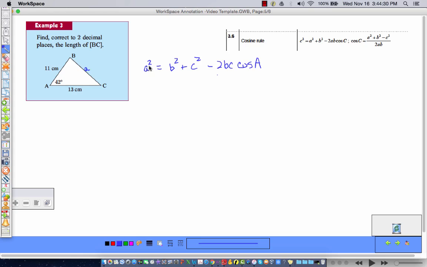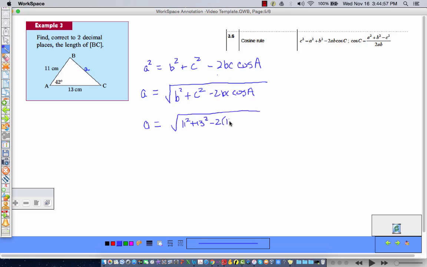And in fact, in order to find a, you might as well do this now. It's equal to the square root of all of this good stuff. If you write it this way right away, it saves you one line of writing, perhaps, when you crank it in your calculator. So a, in this case, would equal the square root of 11 squared plus 13 squared minus 2 times 11 times 13 times the cosine of 42 degrees.